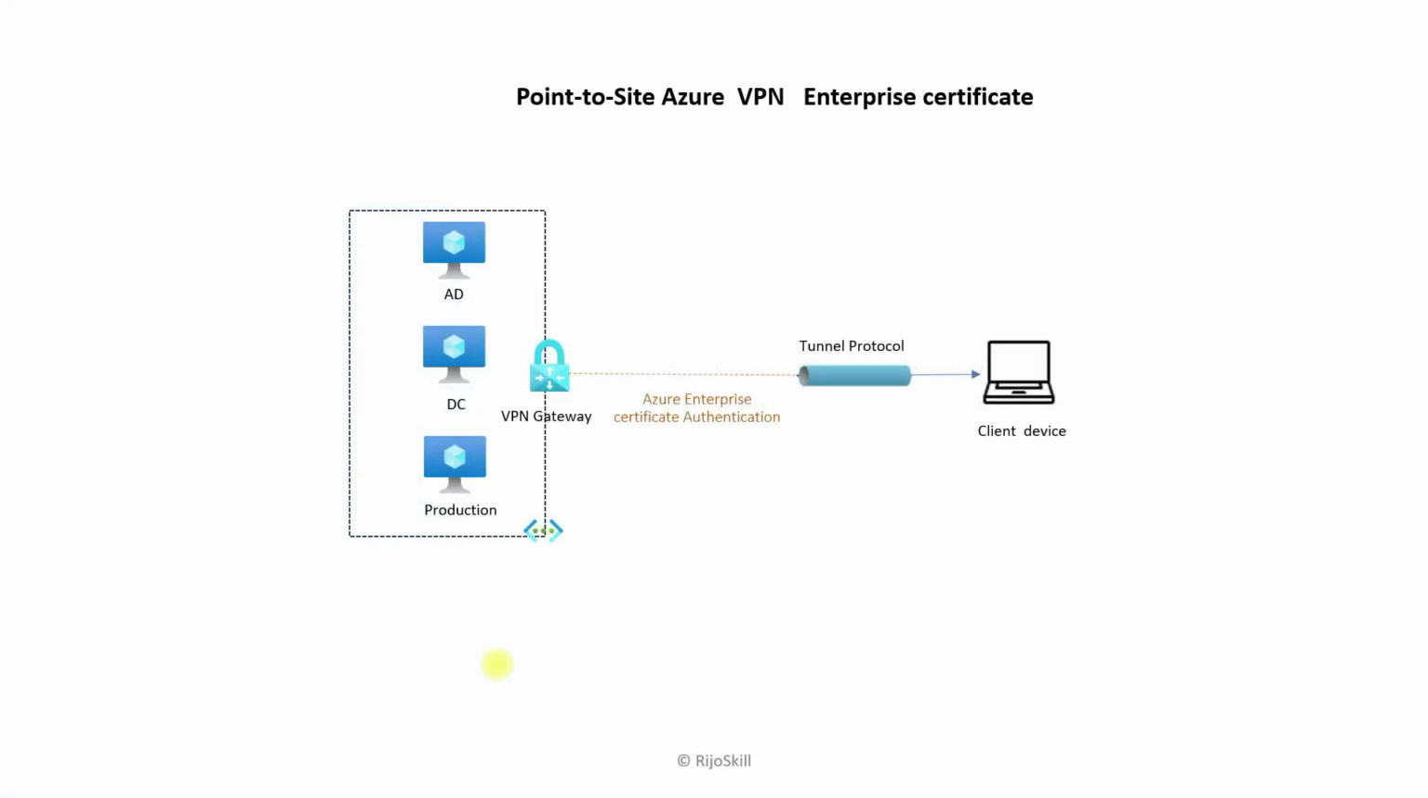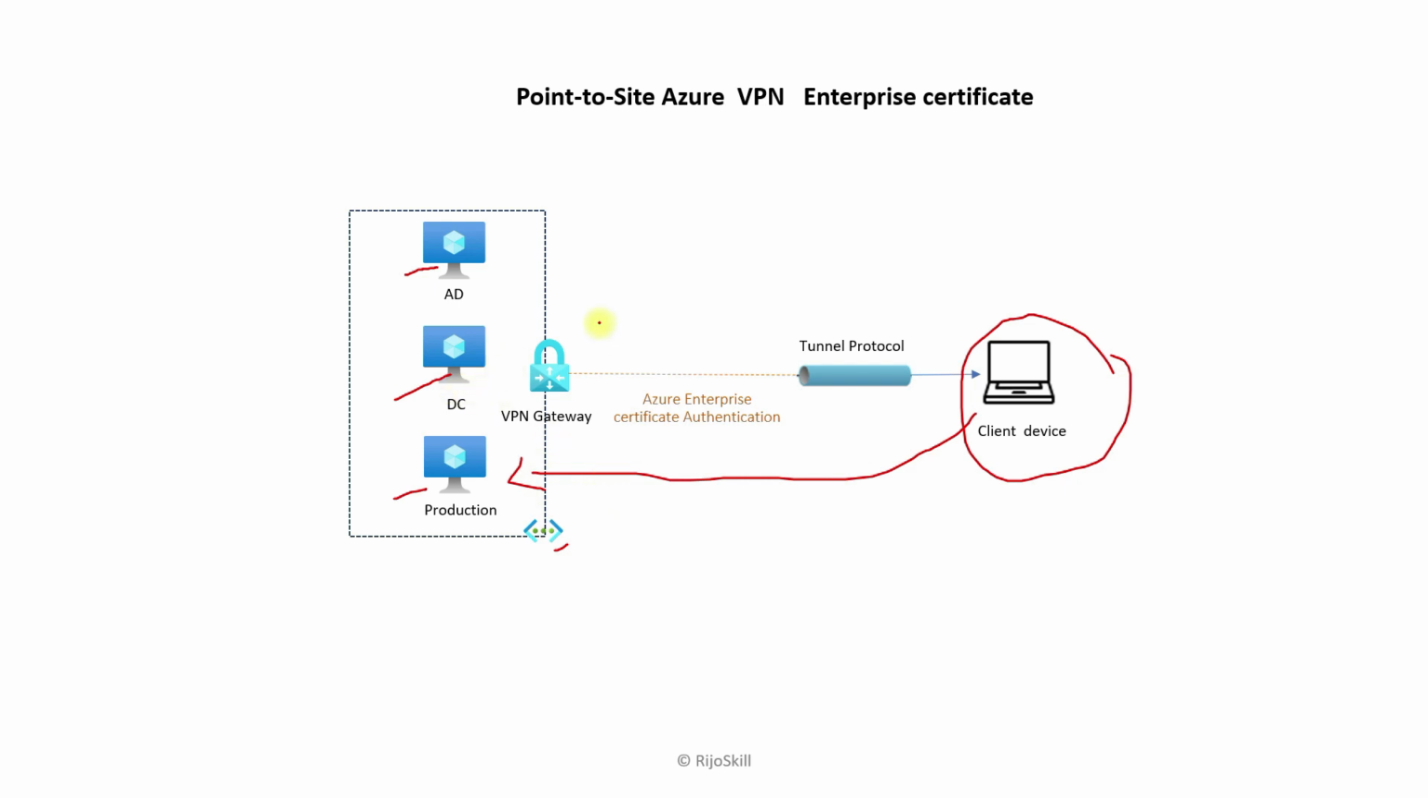So what we are planning to do here: we have a virtual network. In the virtual network we will deploy one Active Directory domain controller and one production virtual machine. My aim is to connect from my client device, my local device, to my production VM. How can we achieve this using an enterprise level certificate?